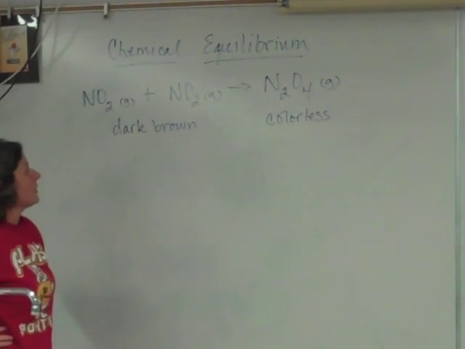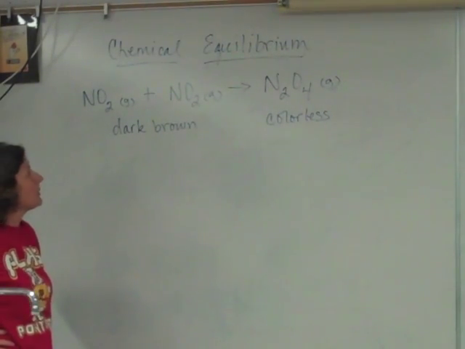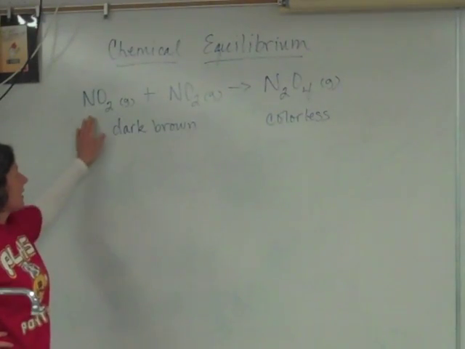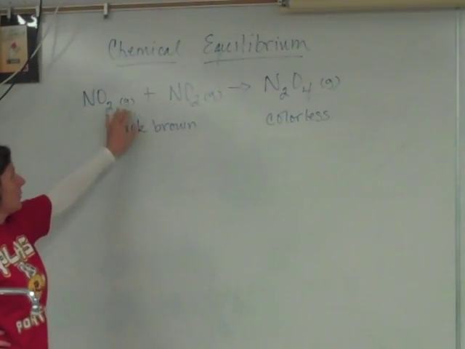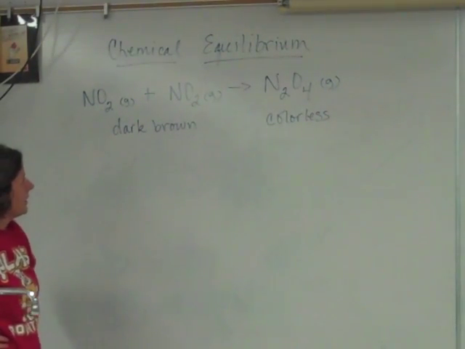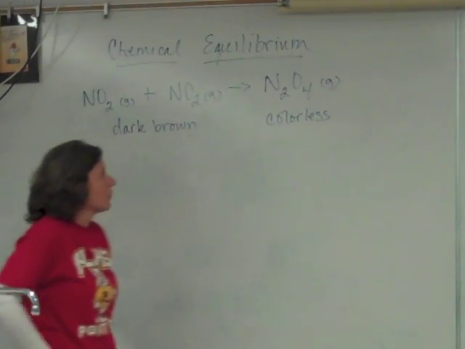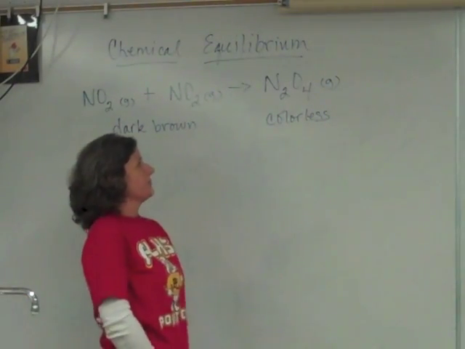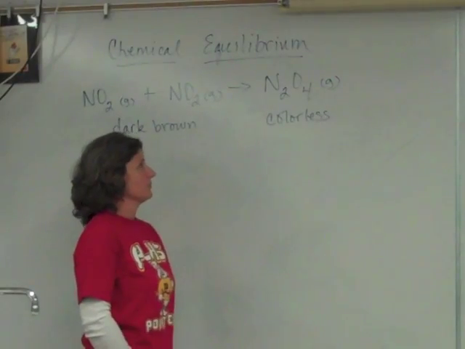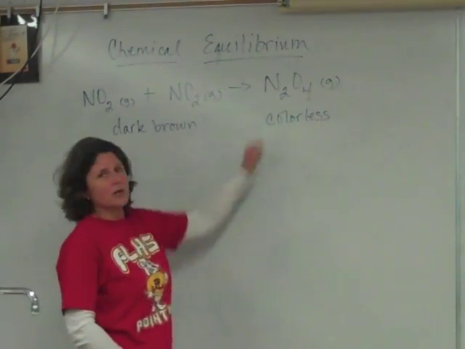All right, and we're going to start by looking at this reaction here. So we've got a couple of nitrogen dioxides, and nitrogen dioxide is a dark brown gas. Those two nitrogen dioxides are going to collide together to form dinitrogen tetroxide, which is a colorless gas.